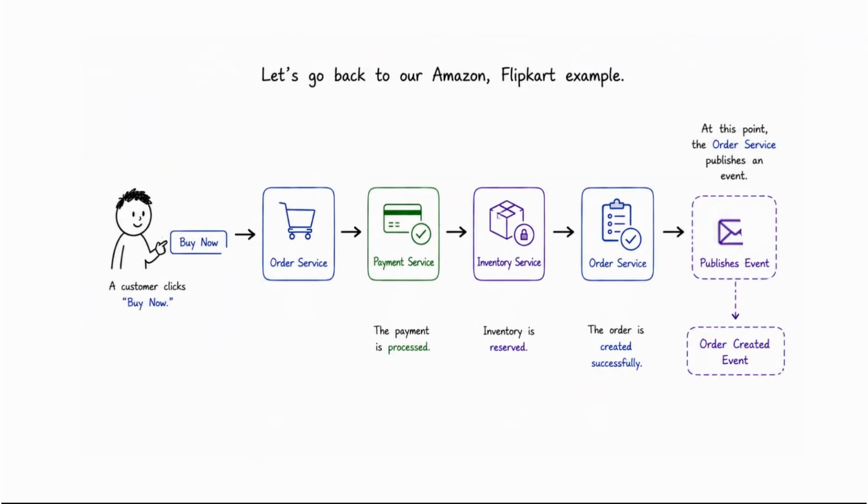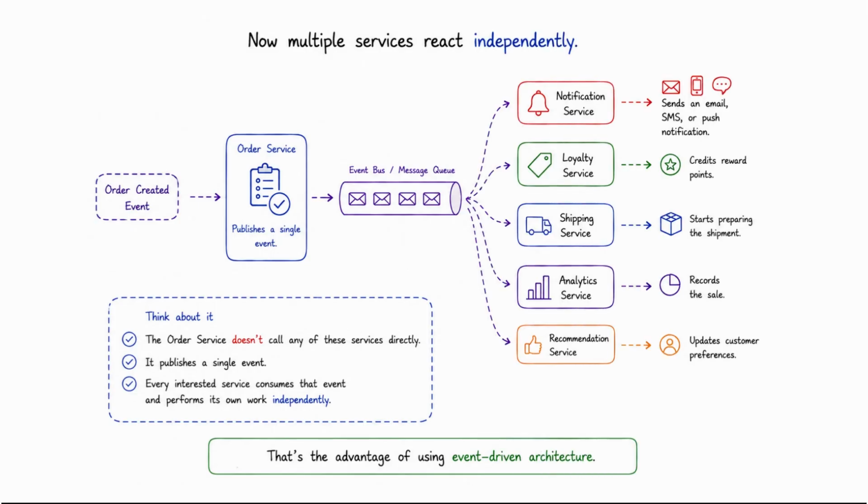Let's go back to our Amazon Flipkart example. A customer clicks buy now, the payment is processed, inventory is reserved, the order is created successfully. At this point, the order service publishes an order created event. Now, multiple services react independently. The notification service sends an email, an SMS, or a push notification. The loyalty service credits reward points.